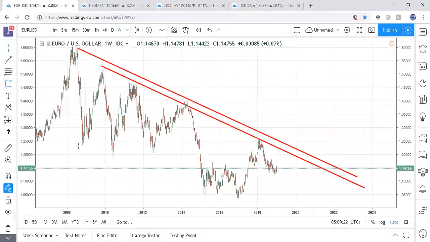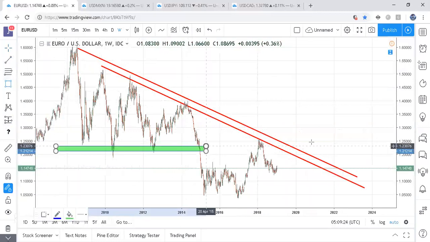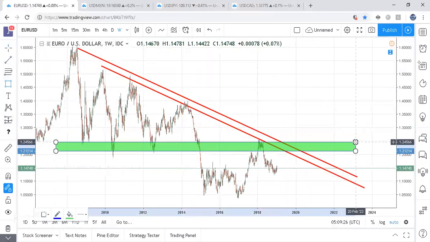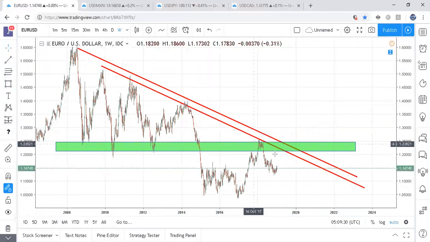I don't know whether to put a rectangle or a trend line. I'm gonna put a rectangle. So it came to touch that support and resistance zone, and then it was just a beautiful trade. Like, come on.